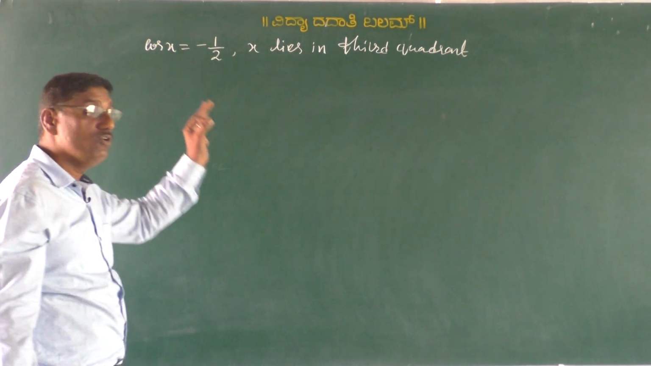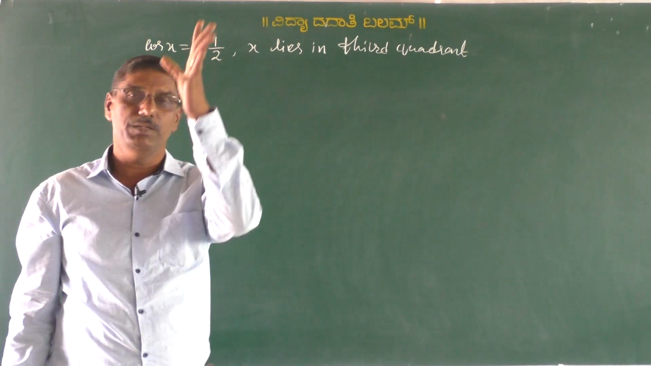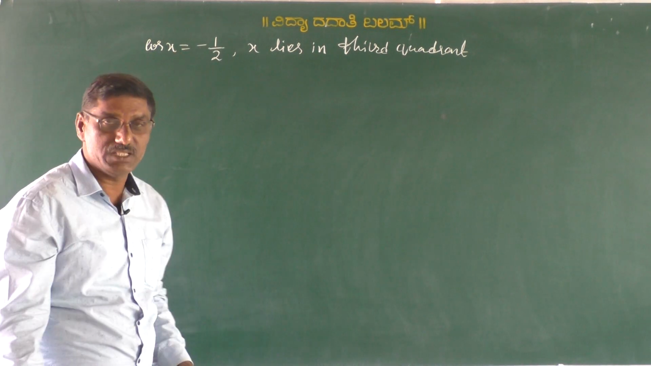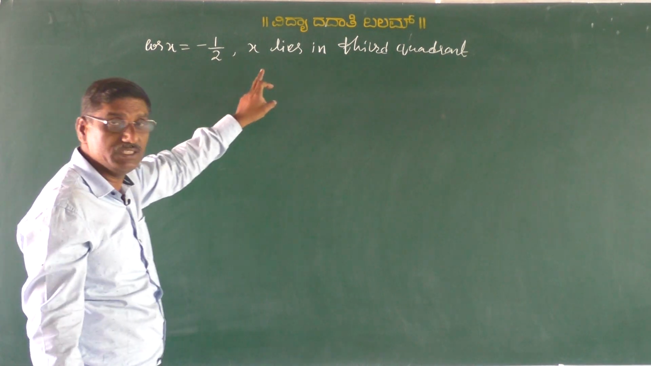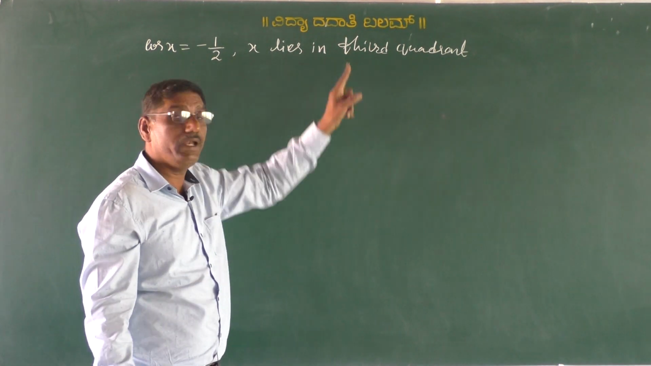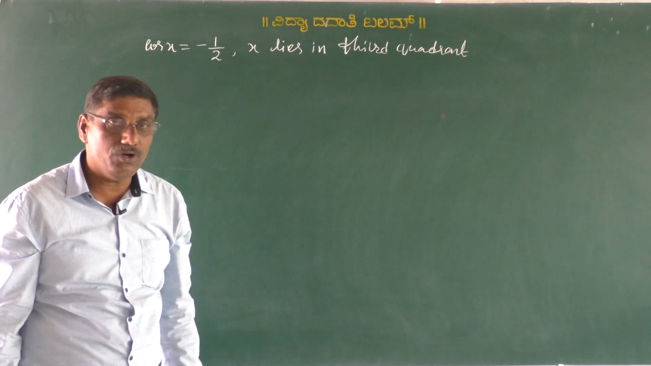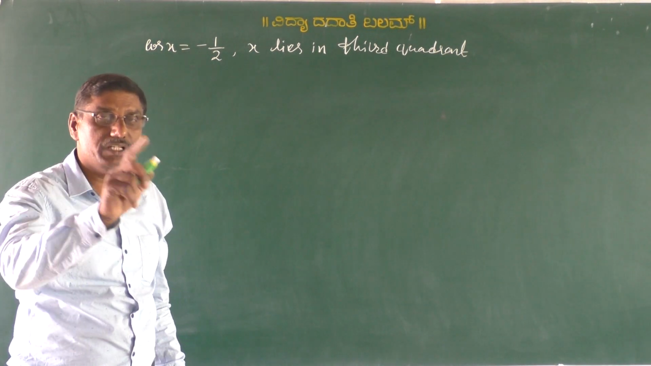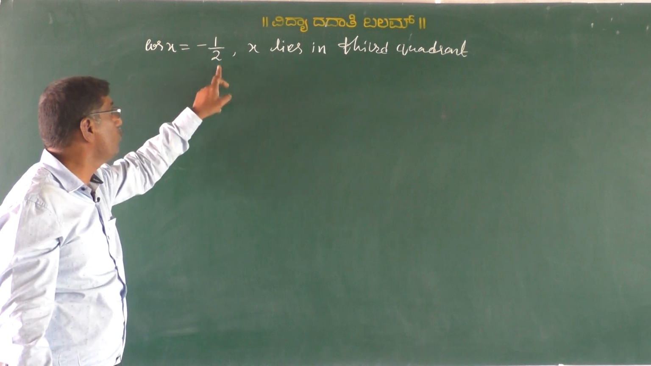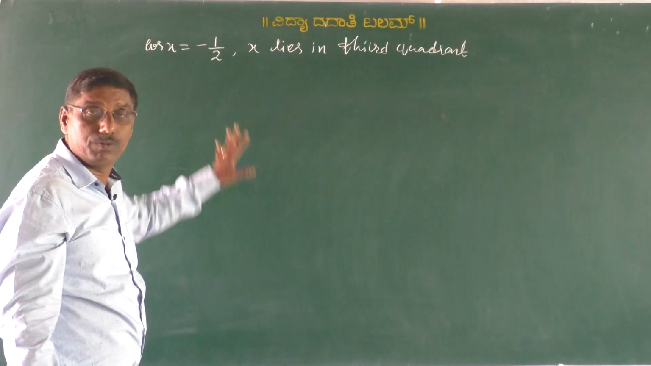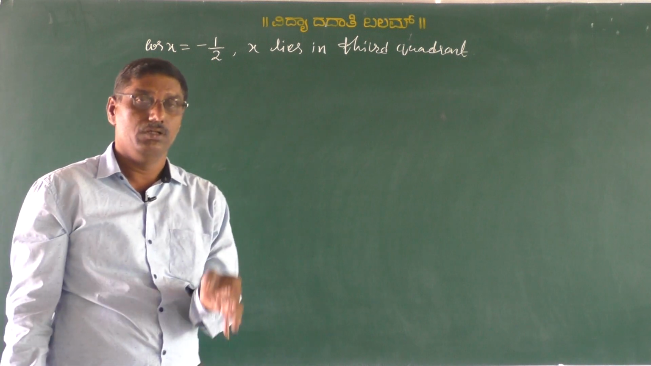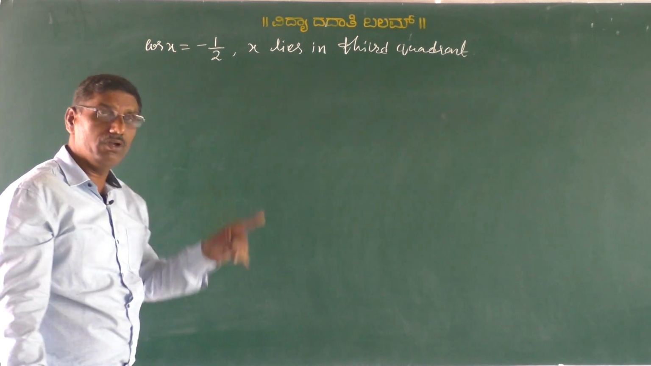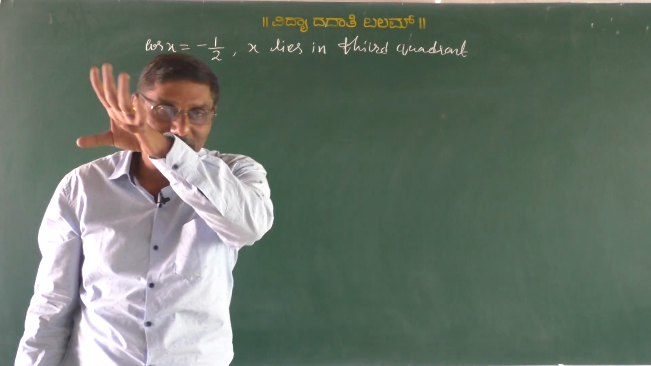First, by using the reciprocal formulae. How, sir? See, here cos x is equal to minus 1 by 2. Yes, this is true. How? In the third quadrant, cos is negative, we know. Therefore, cos x is equal to minus 1 by 2. From this, we can find the reciprocal of cos. We know the reciprocal of cos is secant x.